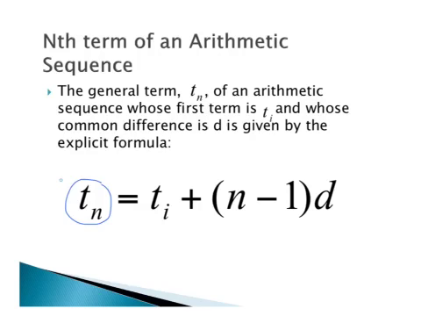T sub I is our first term, I meaning initial. Okay, so this is our first term. The n is the term that we want. So if we want the 10th term or the 20th term or the 30th or the 27th term, that's what we would plug in for n. And once again, d is our common difference. So whatever it's going up by or down by. Remember, if it's going down by a number, we put a negative in there.